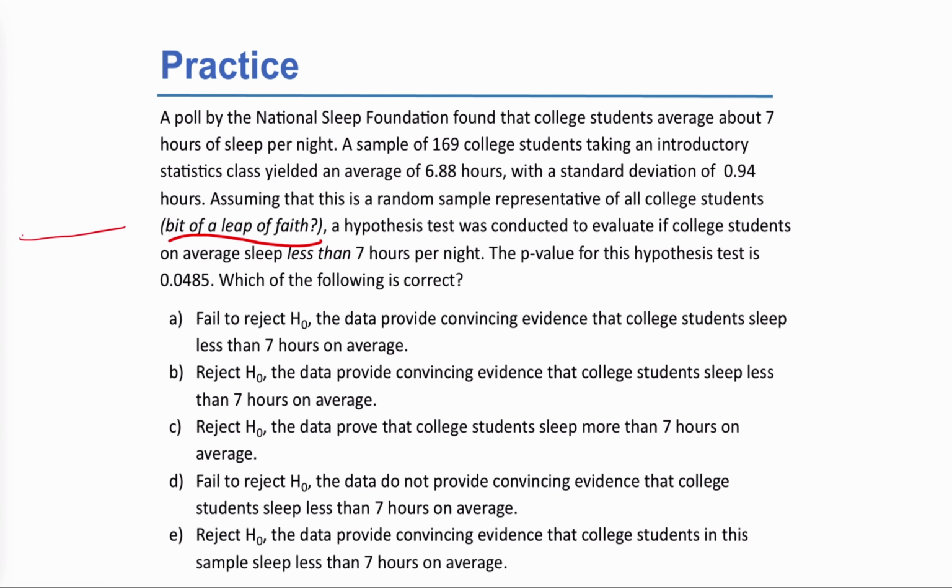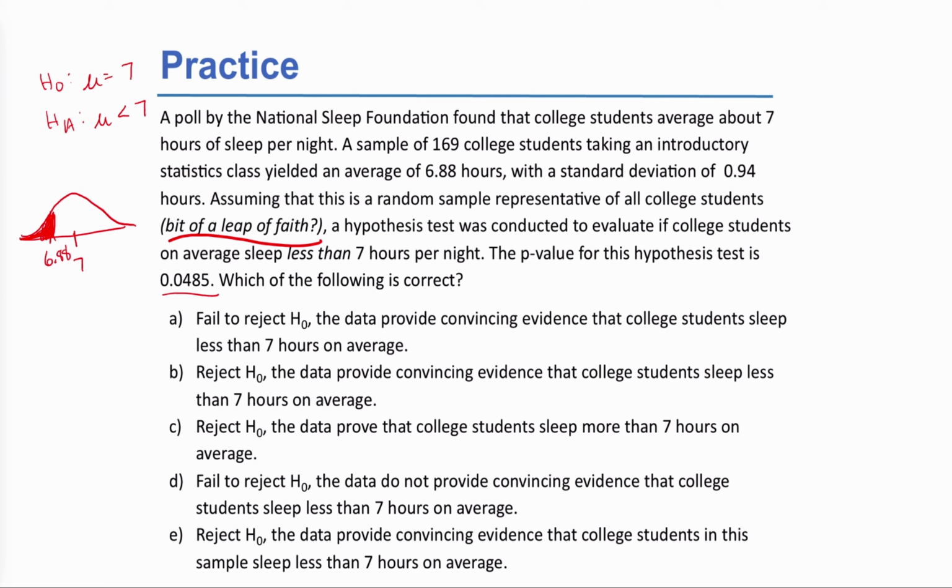Right, so just to sketch that curve, our null value is going to be 7. Our null is that the average is 7. Our alternative is that the average is less than 7. We got 6.88. So our p-value is going to be this area. And this p-value is 0.0485.